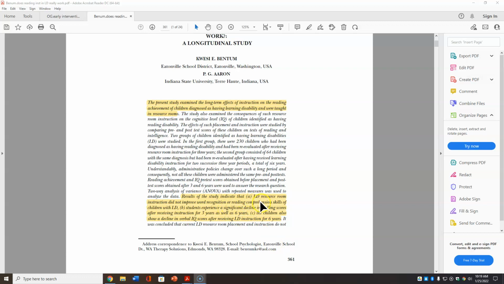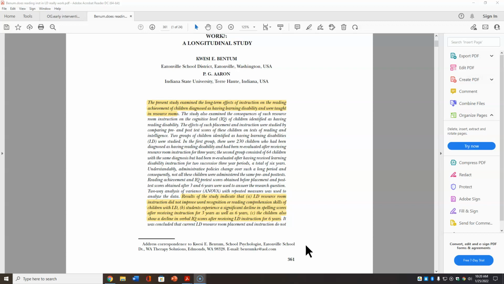Results of the study indicated that LD resource room instruction did not improve word recognition or comprehension skills of children with LD. Students experienced a significant decline in spelling scores after receiving instruction for 3 and 6 years. Children also show a decline in verbal IQ scores after receiving LD instruction for 6 years. Oh, this sounds interesting. And I am a literacy professor, so I'm interested in that.